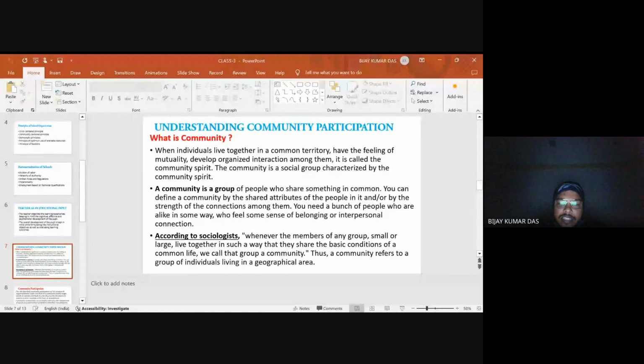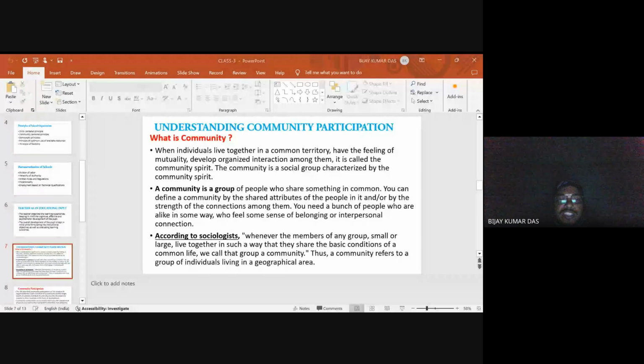And next thing we will try to know is understanding the community participation. Suddenly there is an electric cord. Fine. Okay. So you can say that, what is community participation? Before going to community participation, you must have knowledge about the community, isn't it?